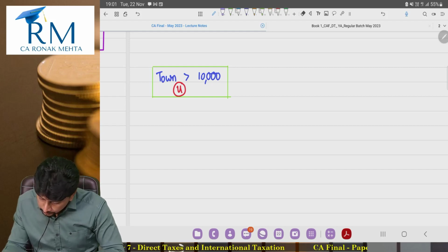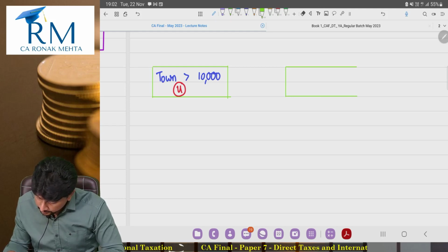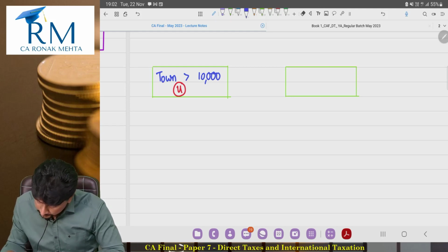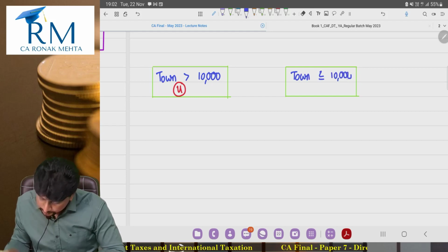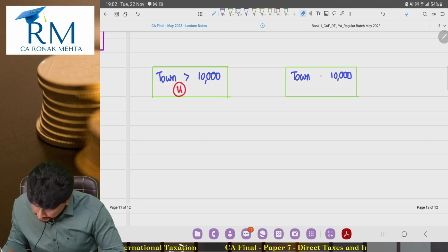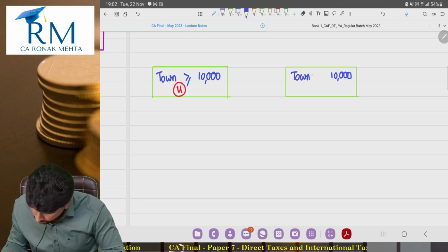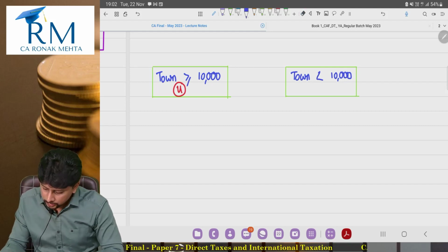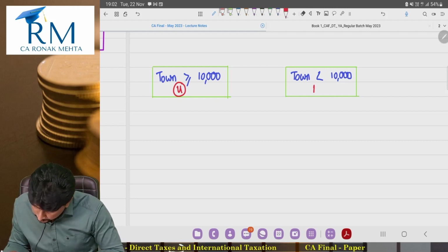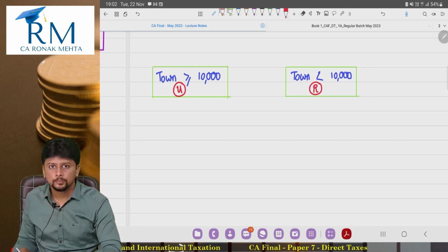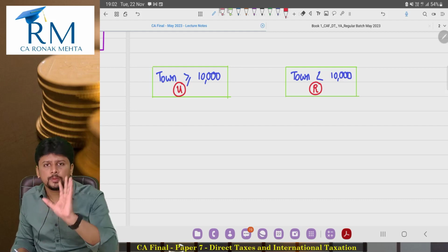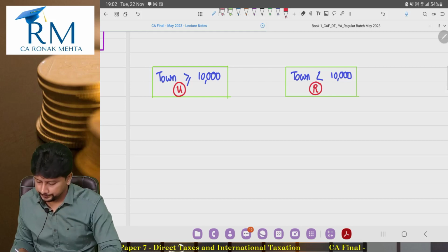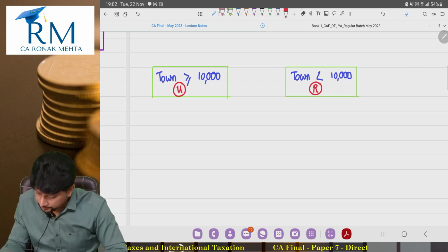Okay. That means if there is a town where the population is 10,000 or more, or less than 10,000, sorry, I'll make one change. So now if it is less than 10,000, this is a rural area. 500 people staying, 7,000 people staying, 3,000 people staying, rural area. This is the first part of the definition.